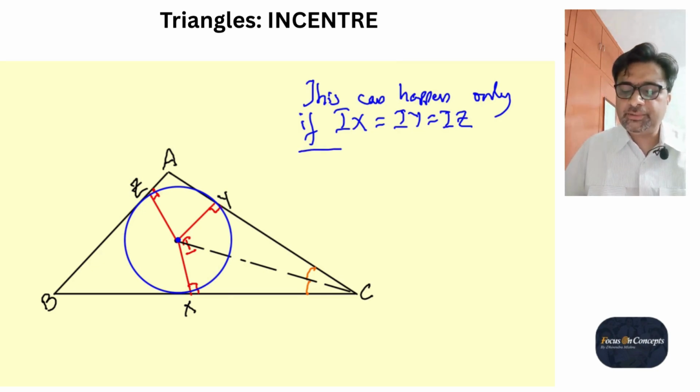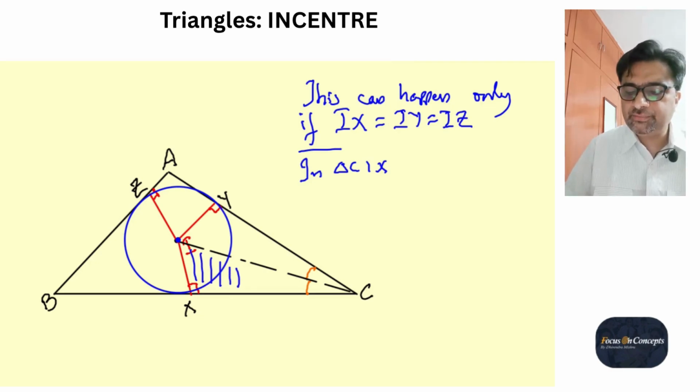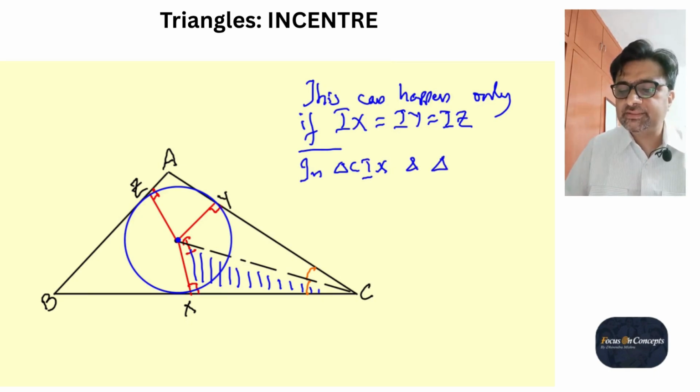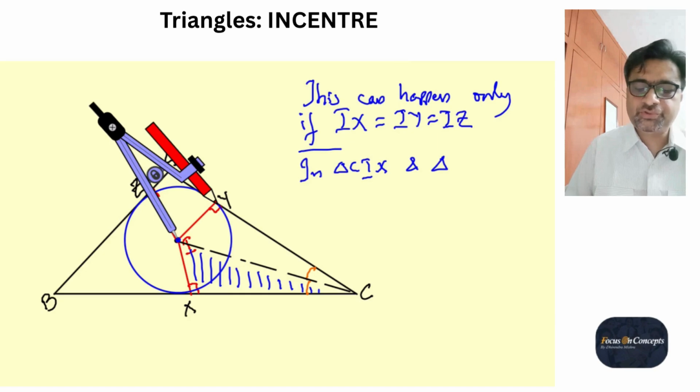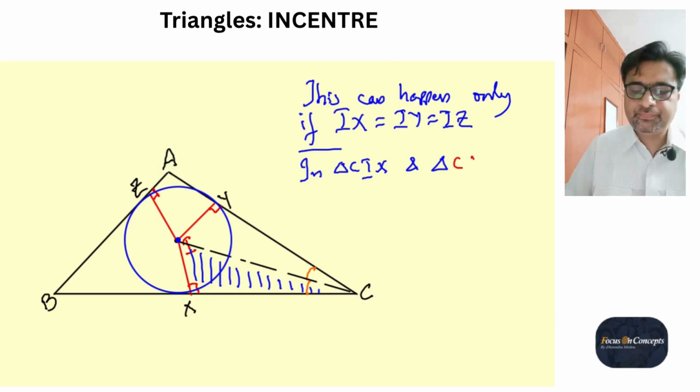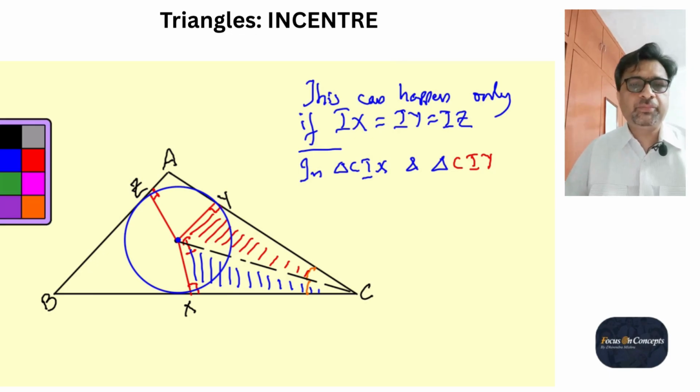So in this case, we consider these two triangles. We take triangle CIX. Let me just shade this for now so that we are able to identify this easily. So we are talking about triangle CIX and triangle CIY. So the other triangle that we are talking about is this CIY. We will see if we can prove them congruent.